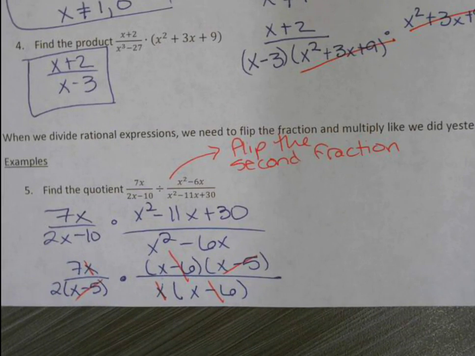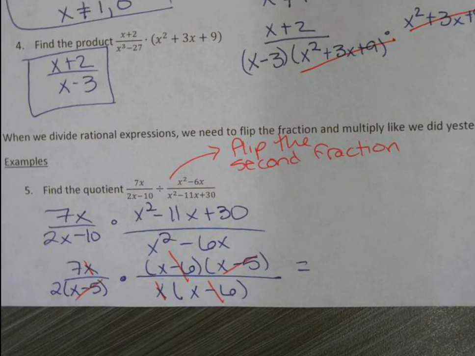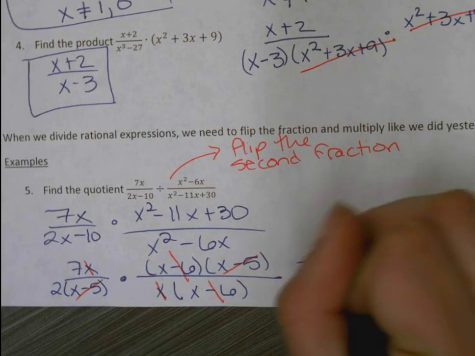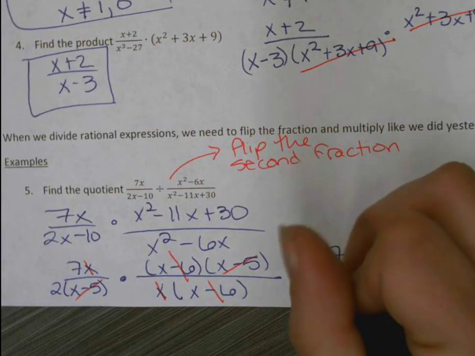Okay. So then I'm left with 7 over 2. I don't need to say what x can't equal because it's always going to give me 7 over 2.